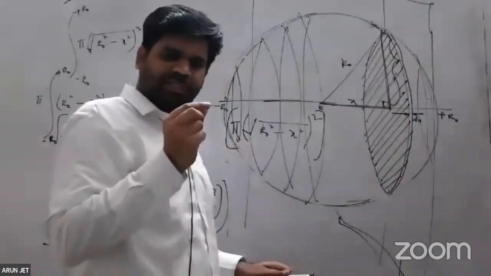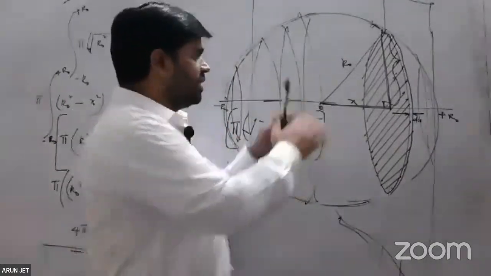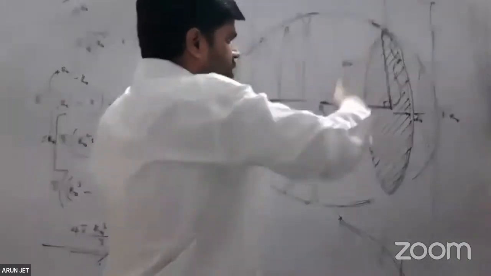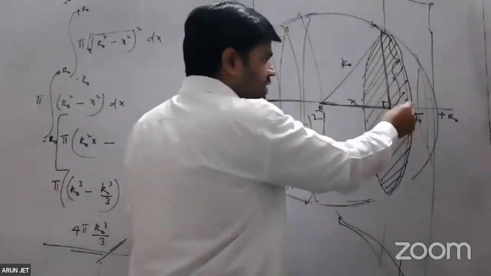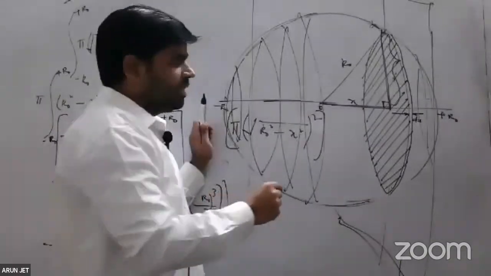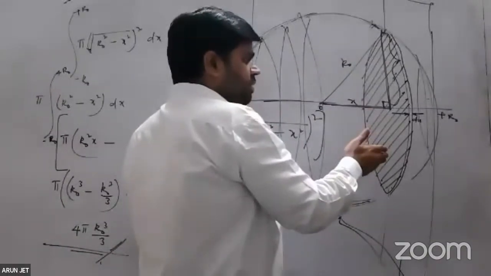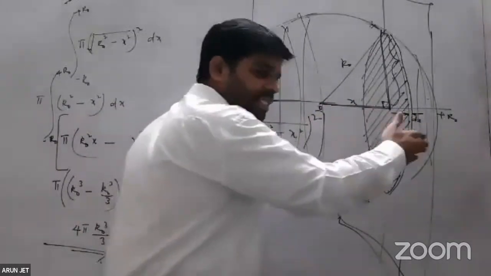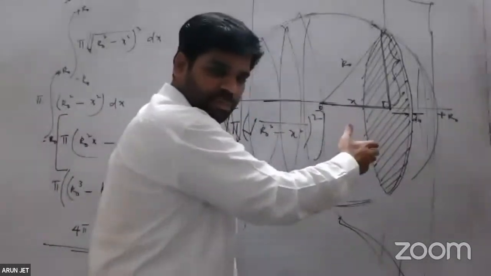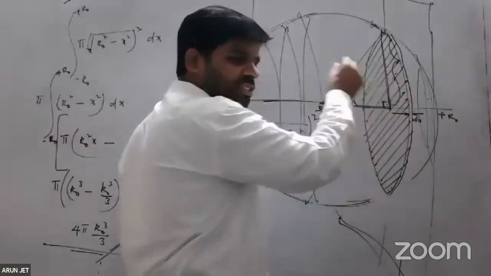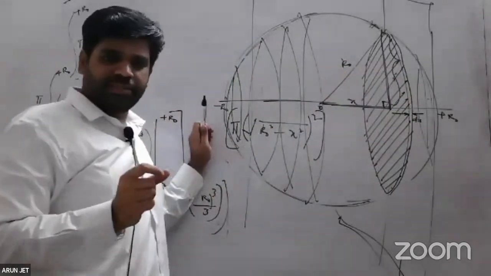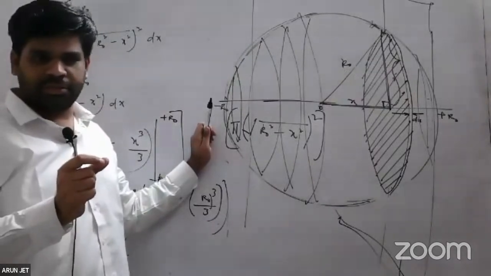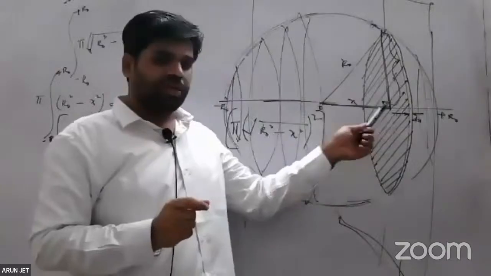I take a very thin infinitesimal disk. I've chopped this sphere. I've done infinitesimal choppings, and each one is of disk width dx. So each disk is of width dx. There are so many, an infinite number of infinitesimal disks. Infinite disks, but infinitesimal thickness. So dx is nothing but the infinitesimal thickness of the disk.